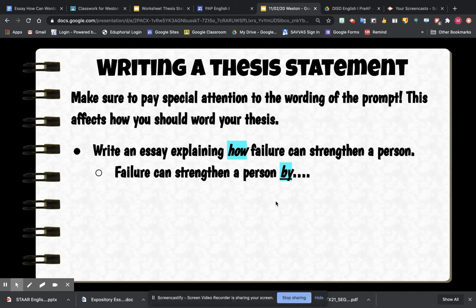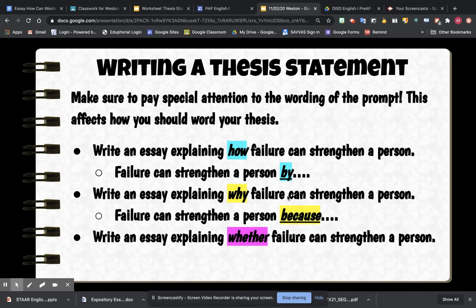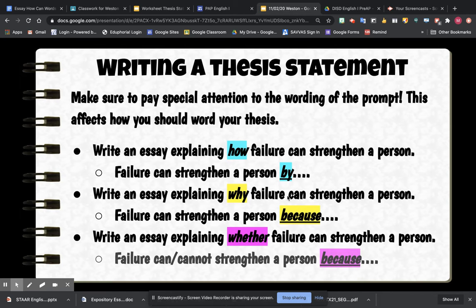If you have a question that starts with explain how, you're going to follow that with your statement, your answer with the word by, and then state your 2 reasons. If it asks why, you're going to follow your answer with because and give your 2 reasons. And if it says whether, you're going to choose a side and then give your 2 reasons.